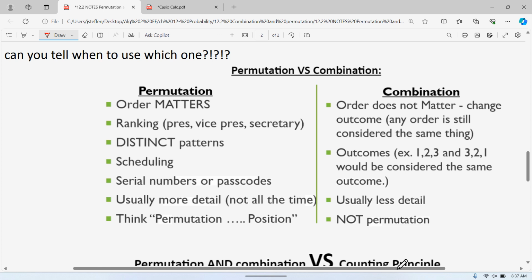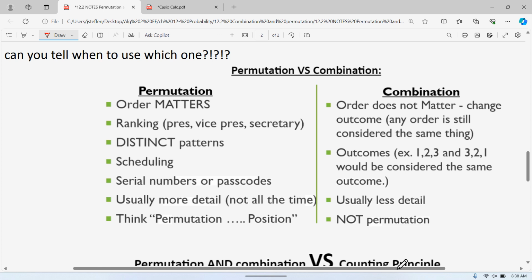If they use the word distinct, if there are different distinct terms, that means permutation. And again, I don't know why this one is in there, to be honest. I'm sure I could probably look it up, and I'm sure at one time I knew. But scheduling, if you're working with scheduling, like I talked about the college admissions, that order does matter. Maybe it's because if you go first, you have your first picks of the classes. I don't know. Serial numbers and passcodes. Obviously, the order matters. If your password is 1234 and you accidentally type in 1243, you're not going to get in. So obviously, serial numbers or passcodes, the order definitely matters.